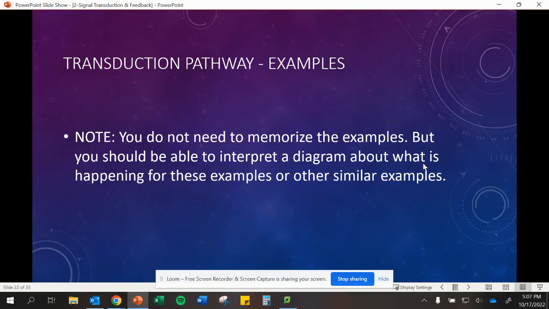Hey guys, so we're going to talk about some examples of transduction pathways. So just as a note for all of these examples, these are just examples. You don't need to memorize all the steps, but you should be able to interpret a diagram about what's happening or have other similar examples that you would have to be able to figure out from a diagram.